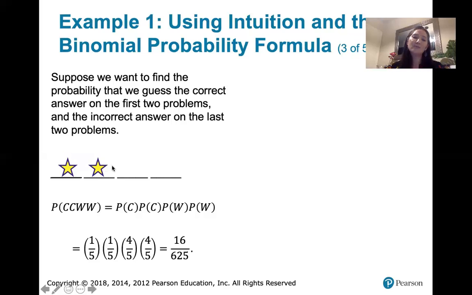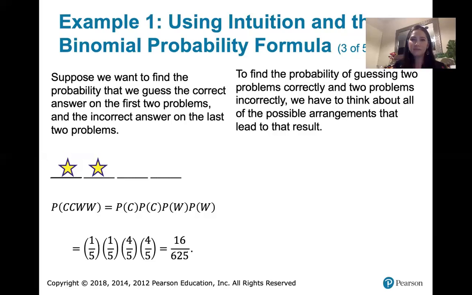The arrangement of those two correct answers and those two wrong answers really doesn't matter. We're just interested in the probability that 2 out of the 4 are correct and the other 2 are wrong. So in order to find the probability that 2 of them were guessed correctly and 2 of the answers were guessed incorrectly, we have to think about all the possible ways that we could choose to get 2 correct answers out of 4 questions. So here are the possibilities.